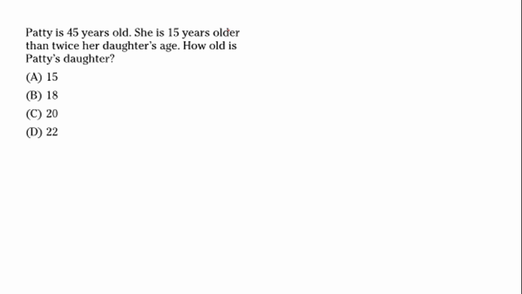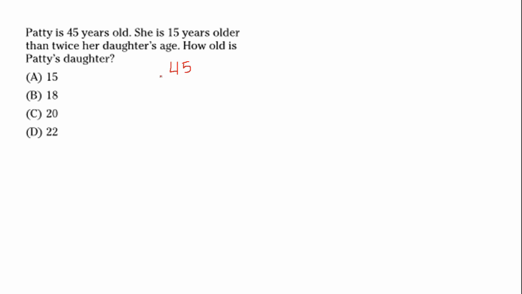Question number 1. Patty is 45 years old. She is 15 years older than twice her daughter's age. How old is Patty's daughter? The chances of you seeing a question like this on the ASVAB are pretty high. We know Patty is 45.